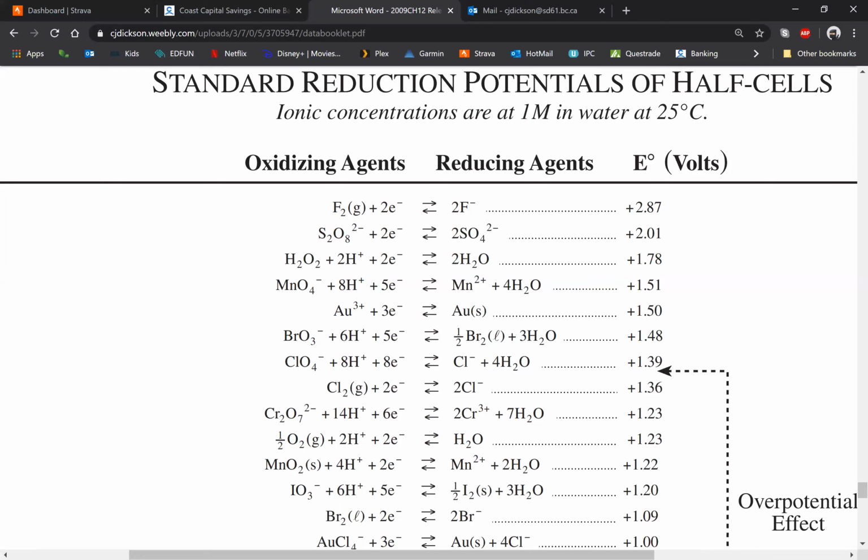And then on the right-hand side, you have the reducing agents, which is what they turn into. Now, if you're not sure about this, let's just pick fluorine, for example. Fluorine would have an oxidation number of 0 because it's diatomic.